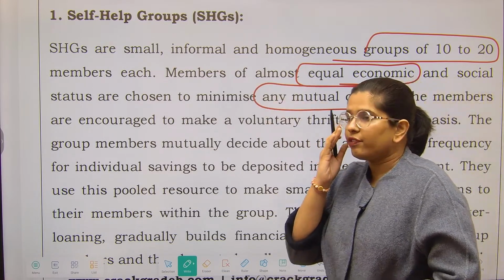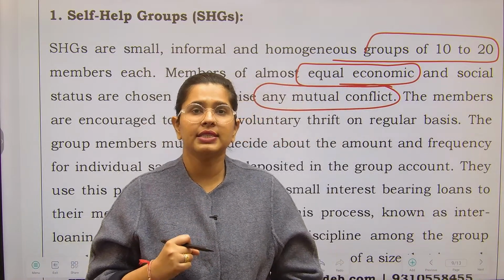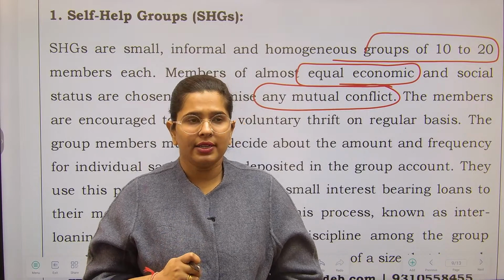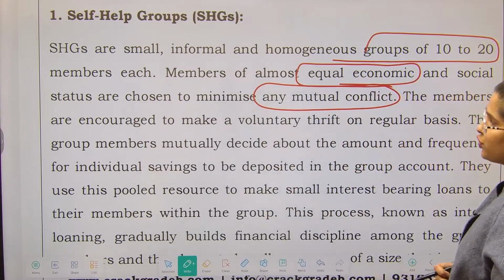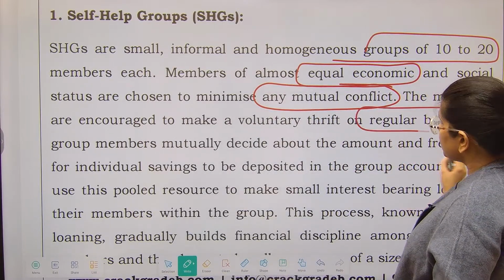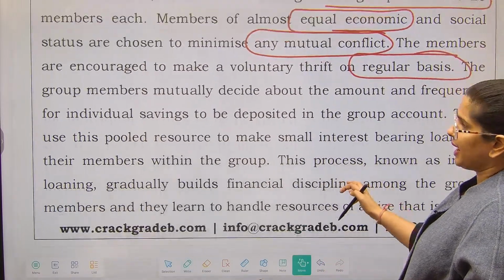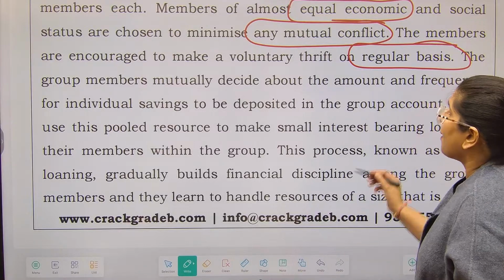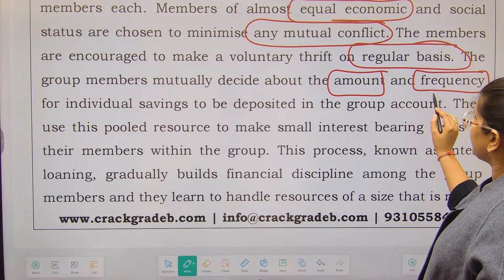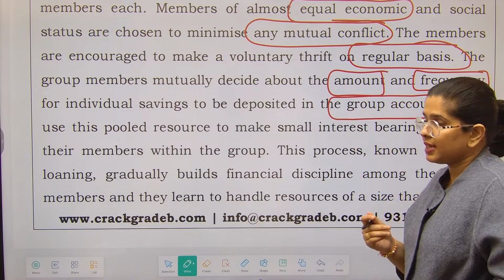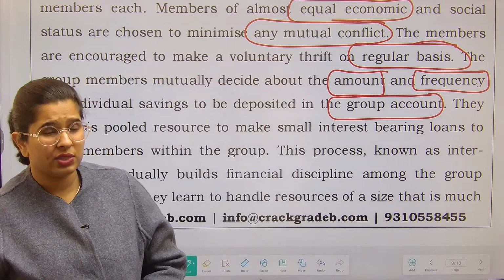See, at the end of the day, if your group wants to save, if your group wants to provide funding, then they have to have quite a similar mindset, right? I'll not say an identical mindset, but yes, a similar mindset would be needed. The members are encouraged to make a voluntary thrift on a regular basis. They are encouraged to save on a regular basis. The group members mutually decide the amount as well as the frequency of individual savings that will be deposited in the group accounts.